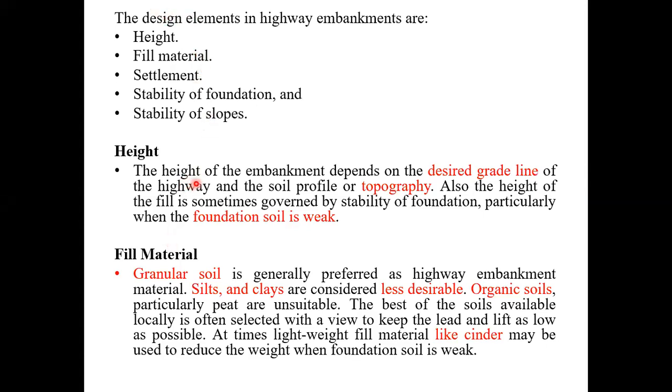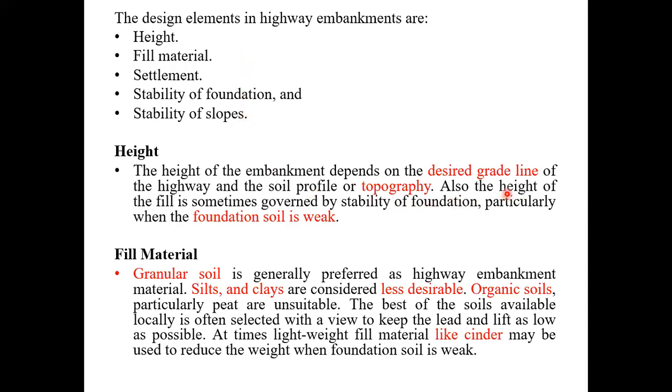First one is the height. The height of the embankment depends on the desired grade line, which I just showed, that is either cutting or filling. It also depends upon the topography, whether it is a natural hilly terrain, mountainous terrain, or plain terrain. On all these factors, the height of the embankment will depend.